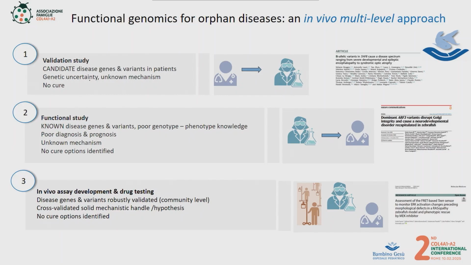Usually it should be very quick and fast, and we need to provide some sort of clue to the clinicians. But then very often this first level goes to the second level, and the second level is the real functional deal, where we try to understand, I mean, now the association between variant and disease is kind of accepted at the community level, but there is no understanding of the mechanism, and of course there is no idea of mechanism-based therapy because this is unknown.